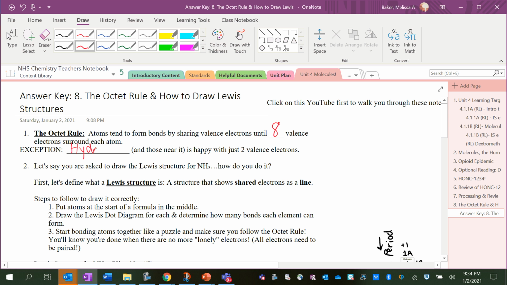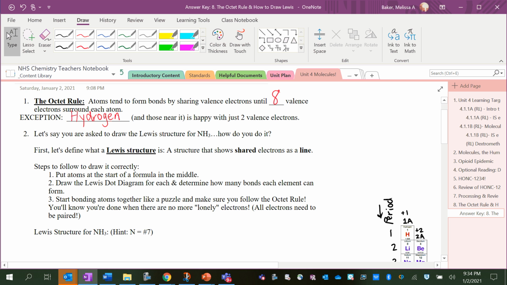Hydrogen is just a small atom, and those near it. So it's actually happy with just 2 valence electrons. And we'll look at some examples too. Okay, so now that we know the octet rule, let's say that you're asked to draw the Lewis structure for NH3. How do you do it?